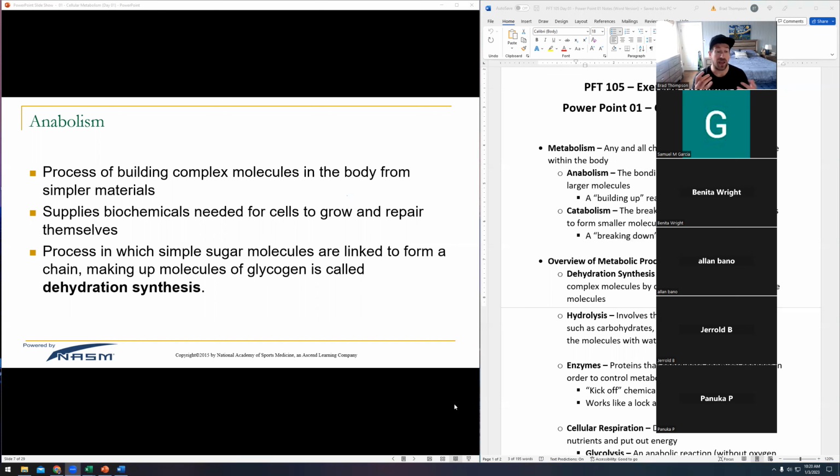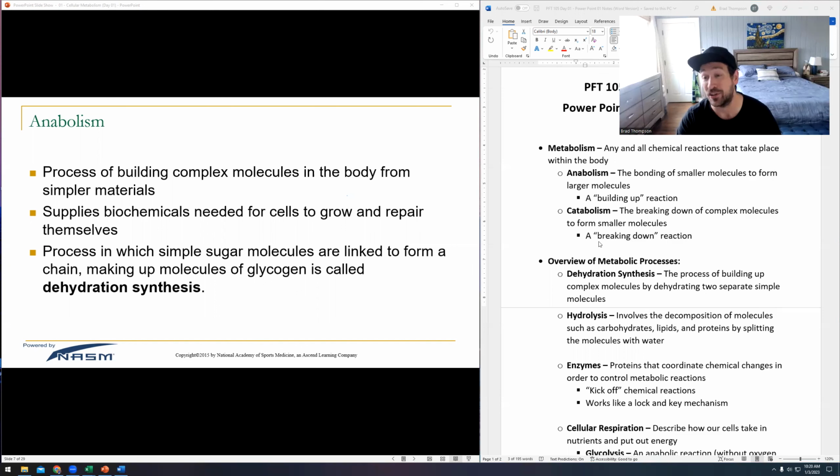Okay, so anabolism, breaking this down. That's actually anabolism, building this up. Building up our understanding of anabolism. Like I said, it's the process of building a complex molecule from simpler molecules. So what's cool about this is, this is how your body's going to make new muscle cells. This is how your body's going to make new glycogen. This is how your body's going to make new stuff in general, right?